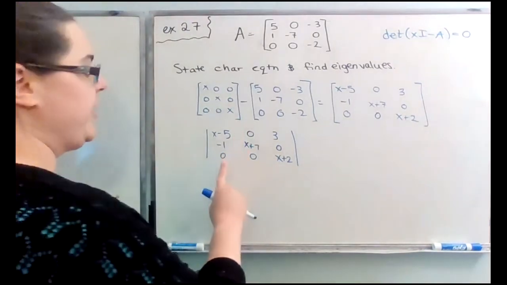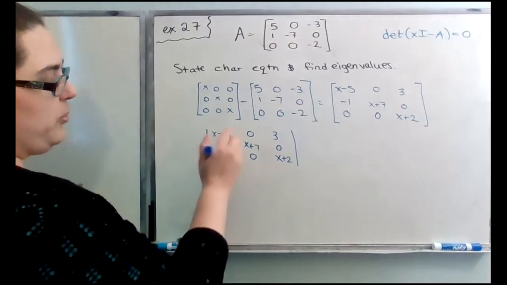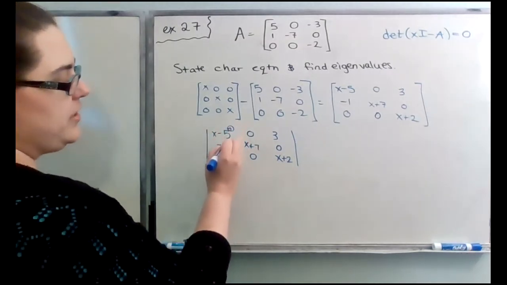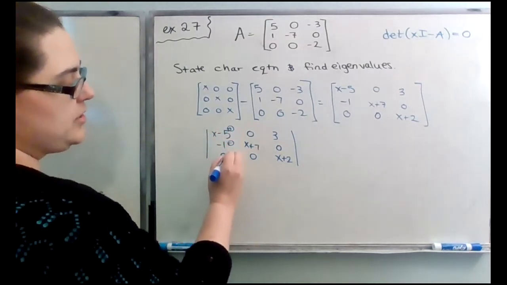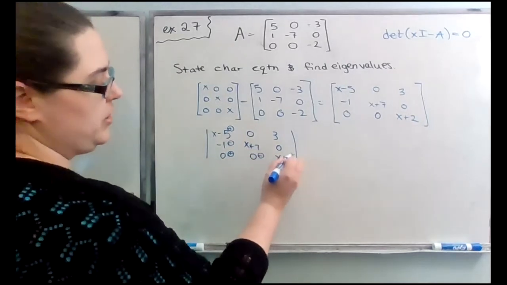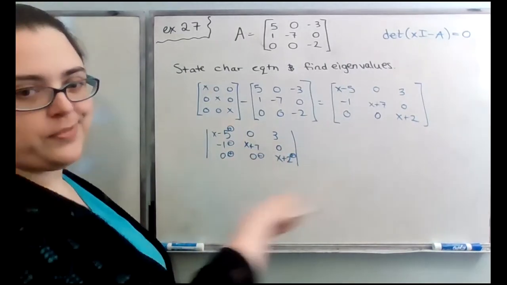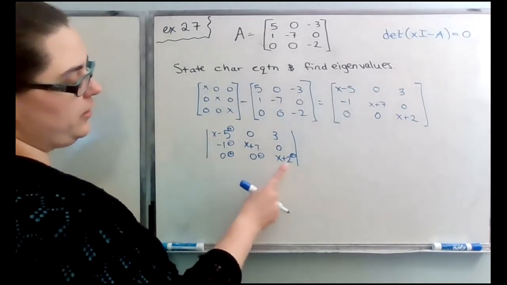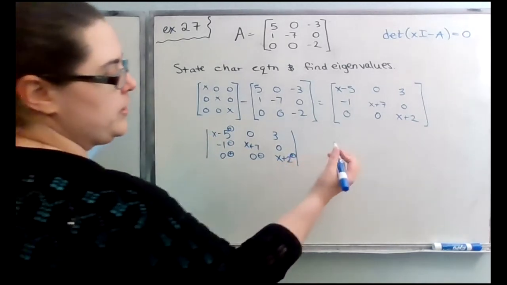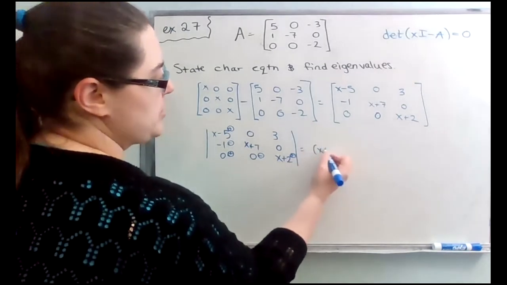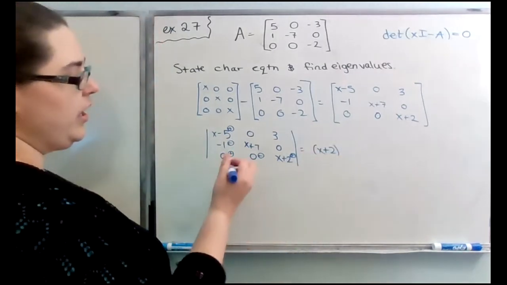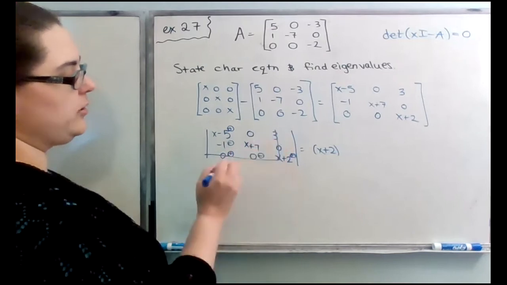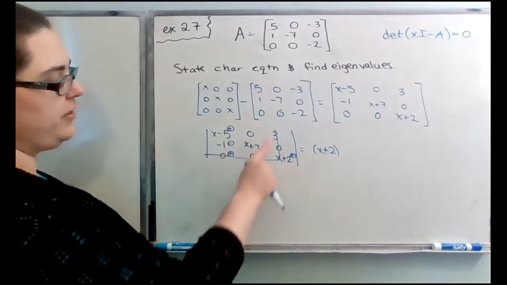Okay. So remember, we've got plus, minus, plus, minus, plus. That's going to help me figure out the signs of all of these. So zeros, I don't care, but this one becomes a positive. So I'm going to get x plus 2. And then I get rid of that row and that column, and I have to find the determinant of this.